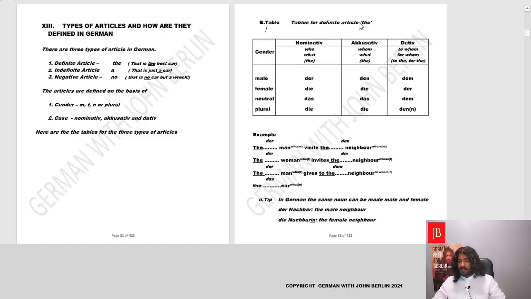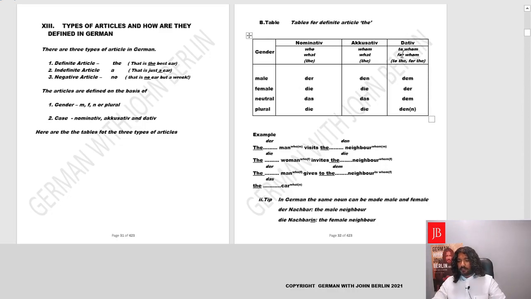So here we have the definite article the, and according to the genders and cases, we have different articles according to the columns you see here. That means there are four genders, so we have basically three genders and a plural. So we have der, die, das, die in nominative when the question is who or what. We have den, die, das, die in accusative when the question is whom or what. And we have dem, der, dem, den when the question is to whom or for whom.